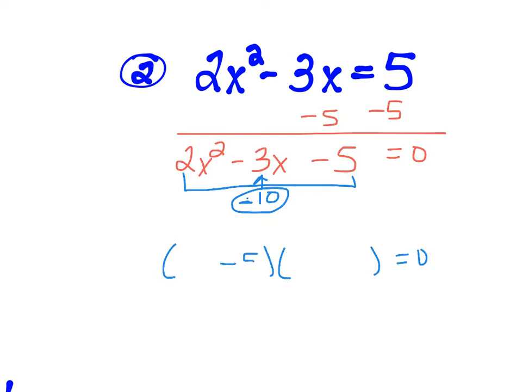Negative 5, perfect, and positive 2. What's negative 5 times positive 2? Negative 10. And then what's negative 5 plus 2? Negative 3. Now our a term is not 1.